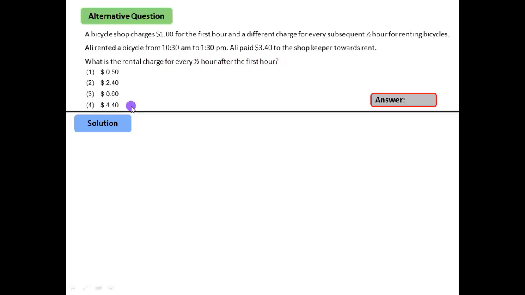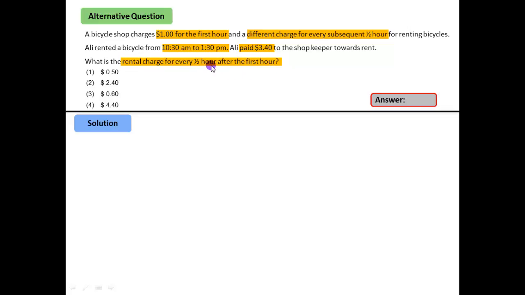Here we are given 4 options. The key point here is that the rental for the bicycle is $1 for the first hour, and for every half an hour after that it is a different charge, but we don't know this amount. Ali rented the bicycle from 10:30 a.m. to 1:30 p.m. and for this he paid $3.40 as rent. With this information, we are supposed to find the rent charge for every half an hour after the first hour. Now, let's try solving the question.